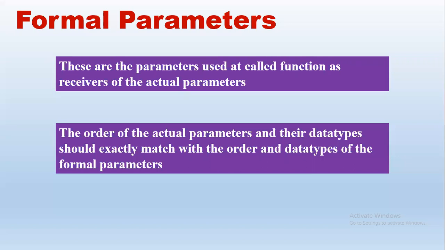So the order also should match. The first one should be integer, the second should be float, in case we have given that in the function call. That should be the same, right? So next is the data type. As we just saw, the data type, order, and the number of parameters should match between actual and formal parameters. Otherwise, the compiler will not proceed further. It will just give an error saying parameters do not match, right?